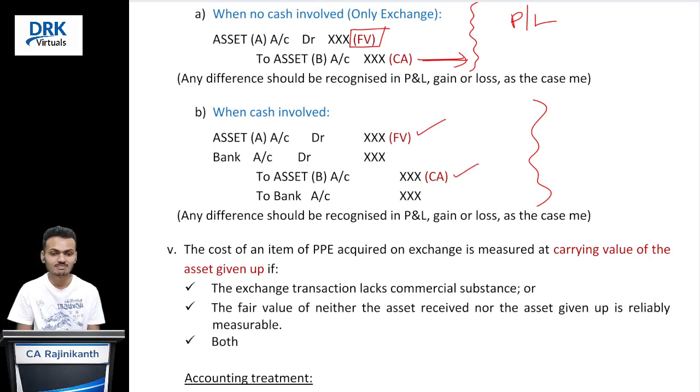If you are making the payment, credit it. If you are getting the payment, debit it. The resultant difference, you transfer to the profit and loss account. That's it. This is one case.